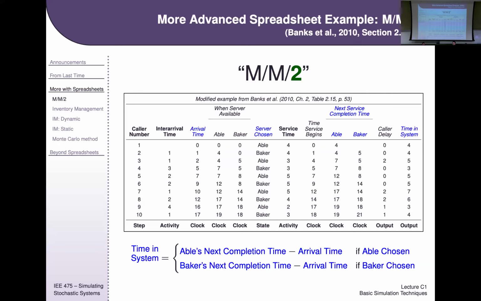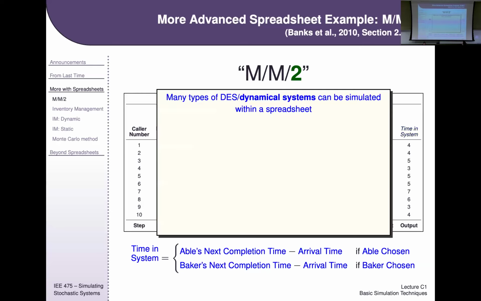This is why we have tools like Arena. You will be frustrated at the clunky interface of Arena, but if I were to ask you to simulate the networks of systems that you will simulate in Arena with this, it would be much, much worse. All right, so many types of sims, DES systems can be simulated within a spreadsheet.